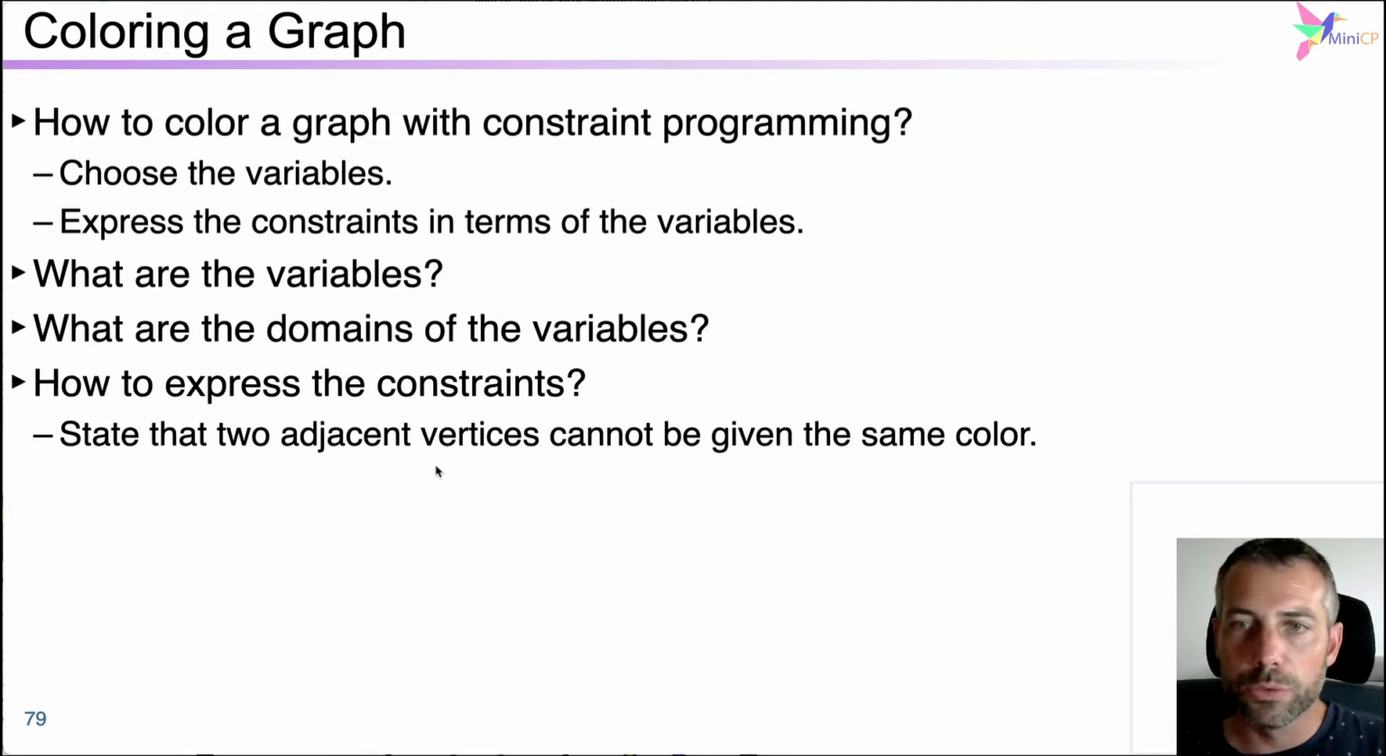So what you need to do for your homework, for the programming assignment, is first you need to decide what are the variables of your problem. Then you need to express the constraints in terms of the variables. You need to decide if these constraints are already available inside TinyCSP. If not, you need to implement them. You also need to decide what are the domains of the variables, and then you need, of course, to express the constraints. And the constraint is really here again that no two adjacent vertices should be given the same color.